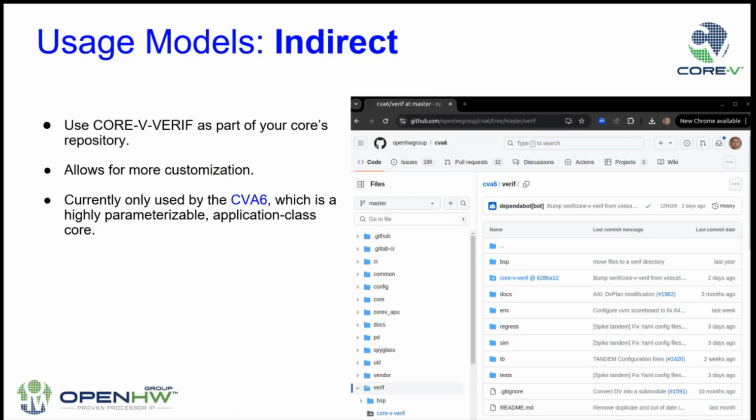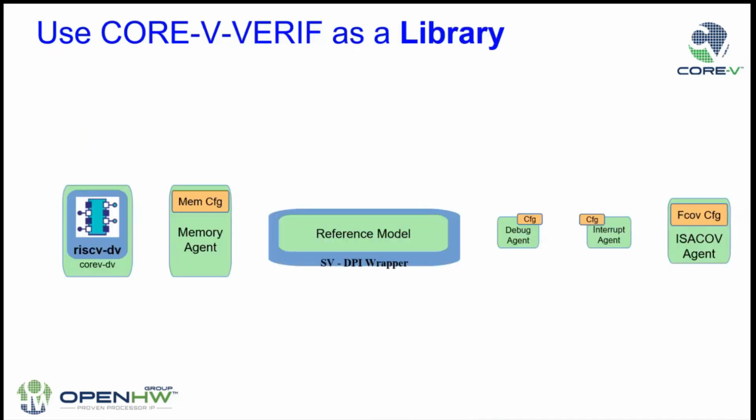Indirect use is basically, we've got one core, it's called the CVA6, that uses this, and what they do is they actually bring in CORE-V-VERIF into the CVA6 repository and make local modifications there. Personally, I'm not a real fan of this because it makes it hard to take advantage of any updates to CORE-V-VERIF that may be useful to you. But this is currently being used by the CVA6. The library use is just to take a look at all the verification components there and say, boy, I could use those. This is some good verification IP that I can leverage.